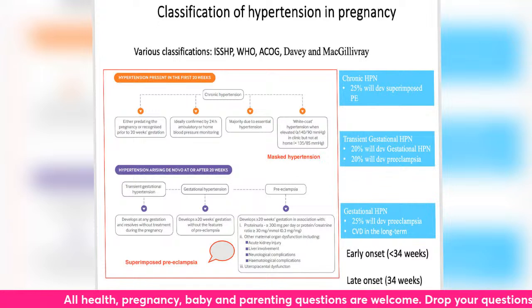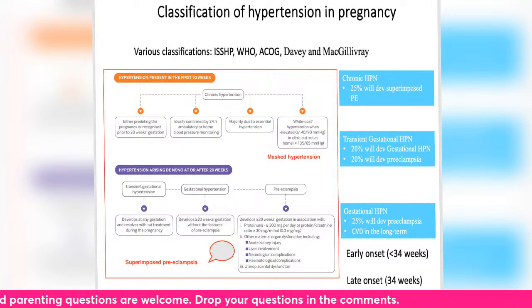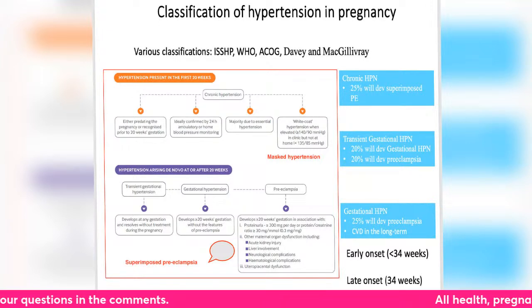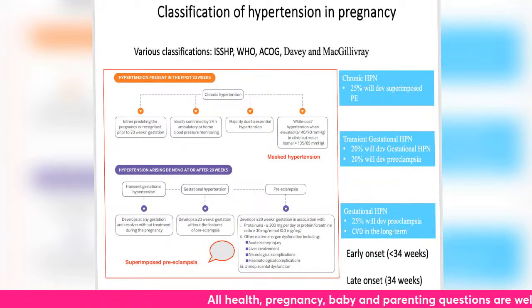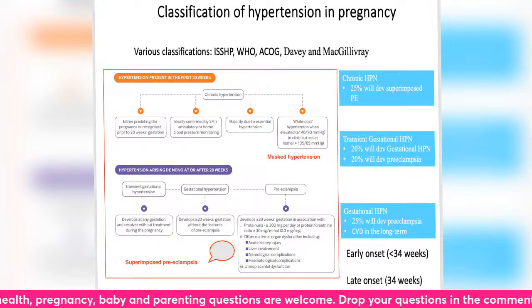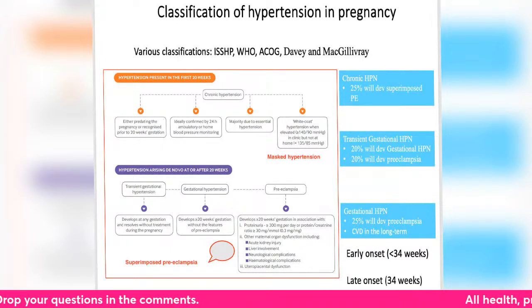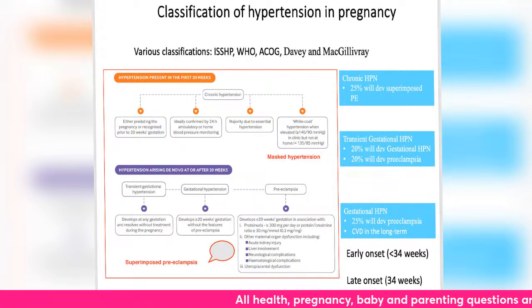So edema can be general body edema, which is known as anasaka. From head to toe, the body is so edematous. Or it can be edema of the feet, edema of the face, edema of the hands. So any type of edema or fluid accumulation in any part of your body is also a sign of gestational hypertension.